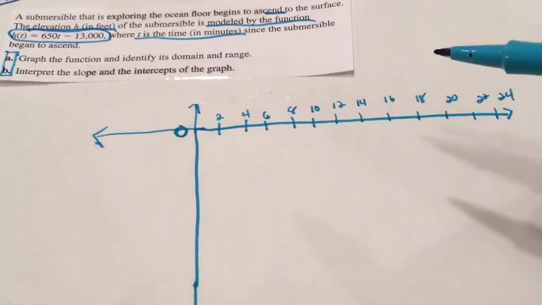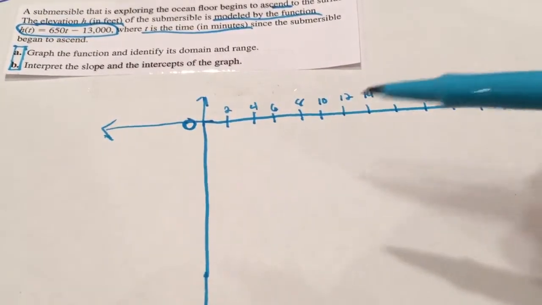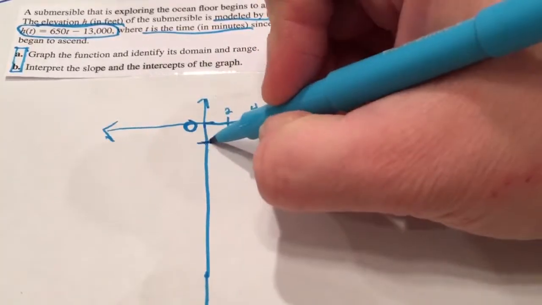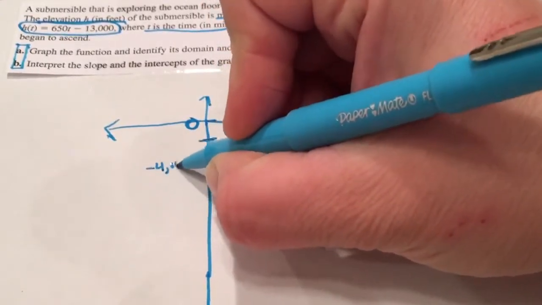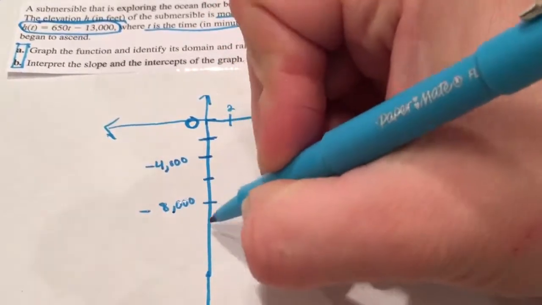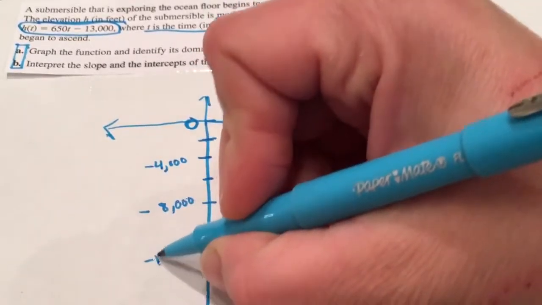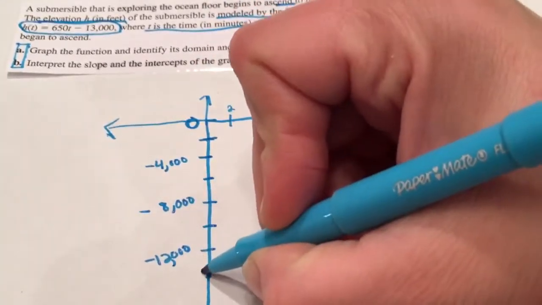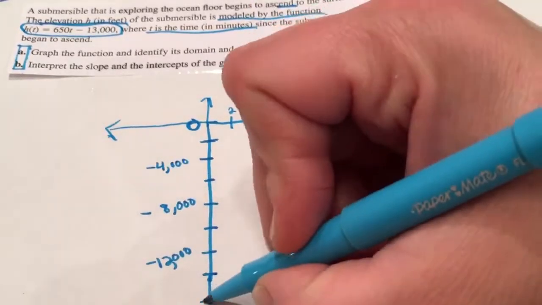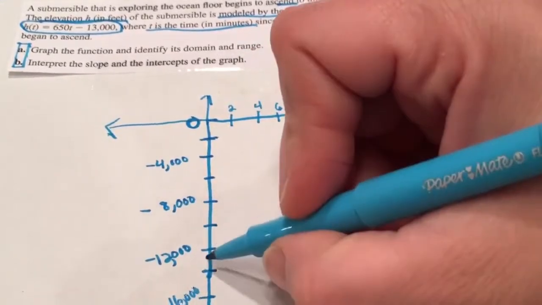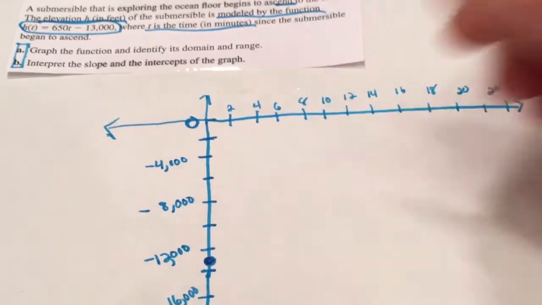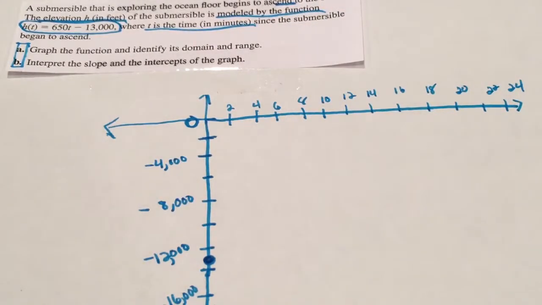I'm going to count over here on my y-axis by negative 2,000, because we have to go all the way down to 13,000. So that's negative 2,000, this is negative 4,000, negative 6,000, negative 8,000, negative 10,000, negative 12,000, negative 14,000, and negative 16,000. So this is going to be right in the middle here. That's negative 13,000. That's my y-intercept.